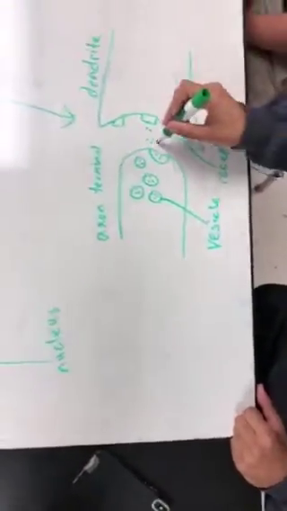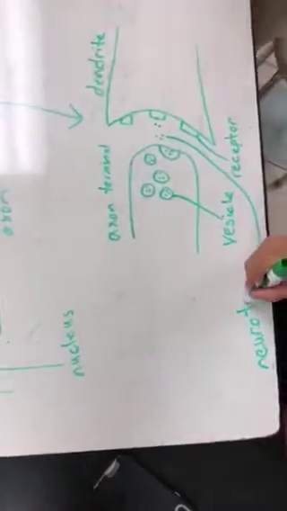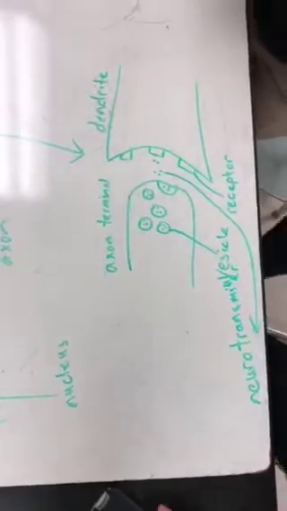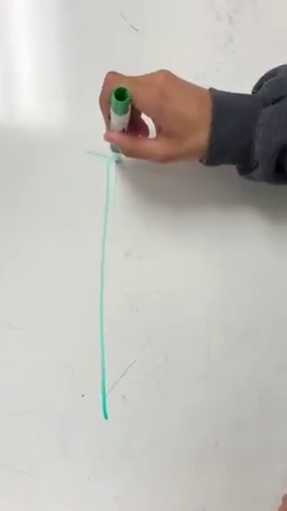Now, we have the membrane of a neuron. It contains sodium-potassium pumps and sodium-potassium ion channels. The neuron typically has a greater concentration of potassium ions on the inside and sodium ions on the outside.